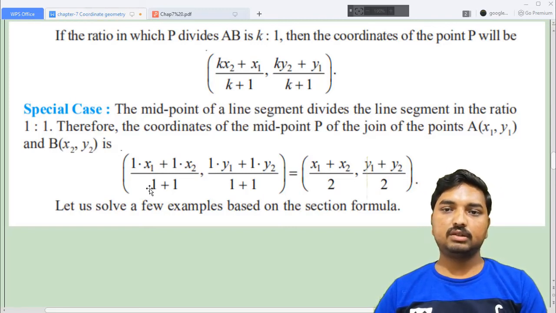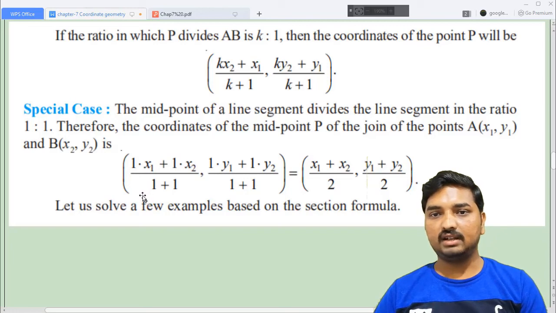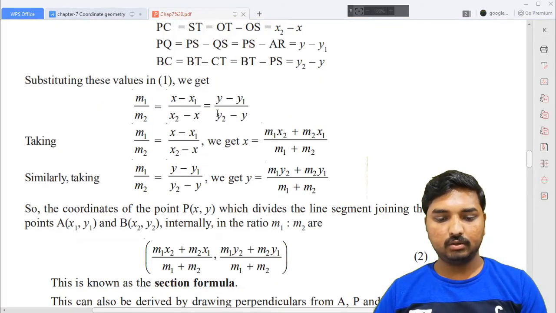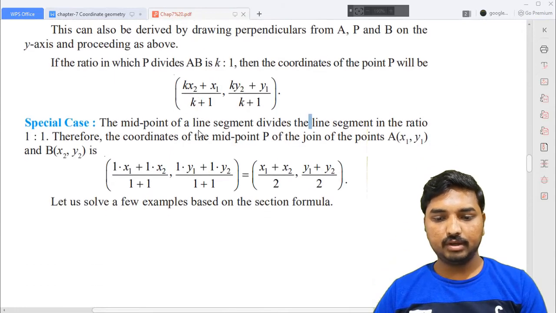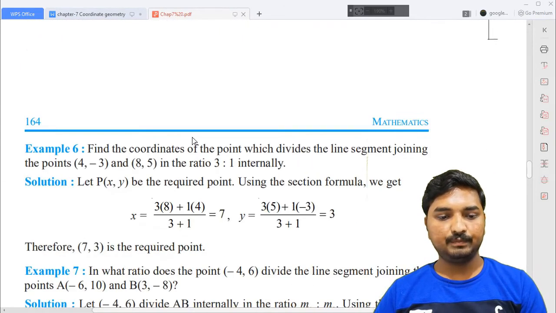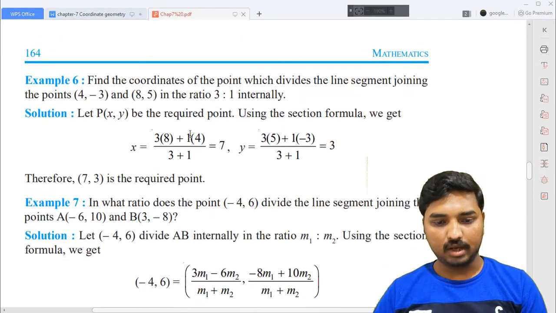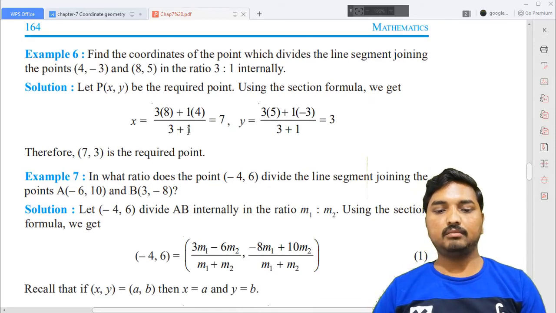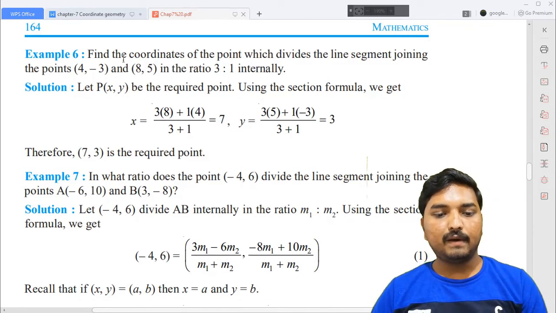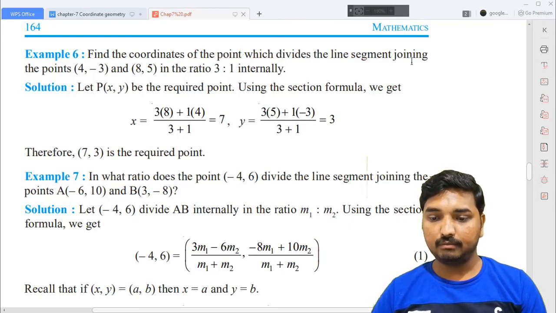These three formulas are also going to be used while solving the exercise questions. And you can look at the example questions given in your NCERT textbook also. So just look at one question, I think it will become very clear for you. Find the coordinates of the point which divides the line segment joining the points 4 comma minus 3 and 8 comma 5 in the ratio 3 is to 1 internally.